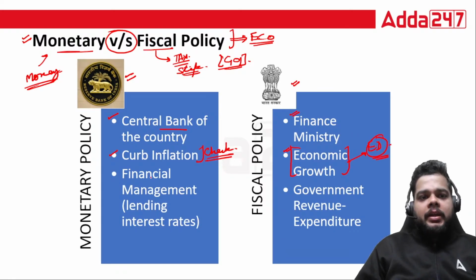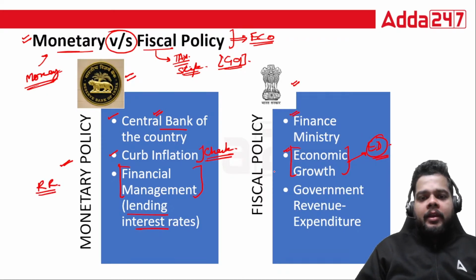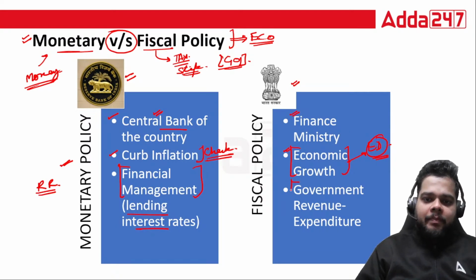Financial management will be the mode of operation via which RBI, or for that matter any central bank of a country, will implement the monetary policy. So you will be talking about the lending interest rates, the reserve ratios, etc. Fiscal policy is more or less drafted and framed by the central government of a nation, and implemented via the government's revenue and expenditure.